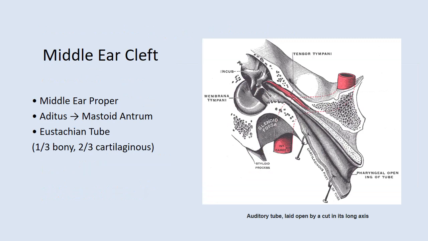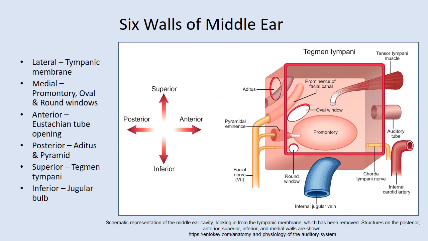Now we move into the middle ear. It's not just a single space, it's a system called the middle ear cleft, which includes three main parts. The middle ear proper, which is the main air-filled box, the aditus, which leads back to the mastoid antrum and the mastoid air cells, and the Eustachian tube running forward to the nasopharynx, with its upper one-third being bony and the lower two-thirds cartilaginous. The middle ear proper is essentially a 6-walled box.